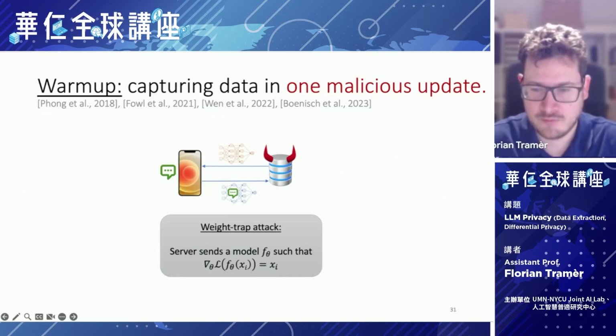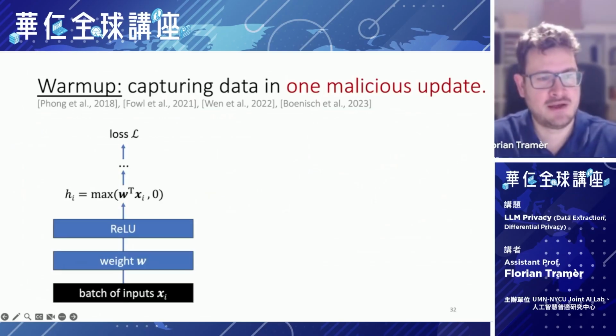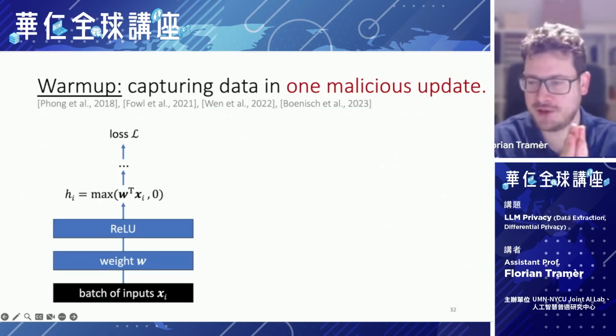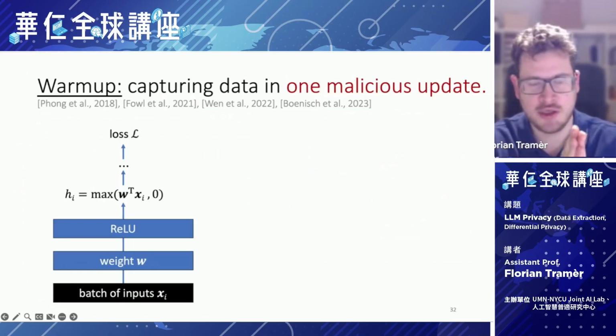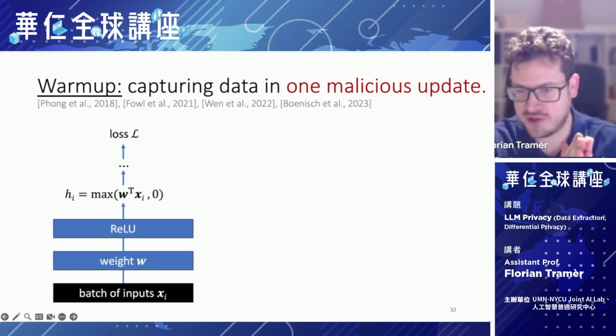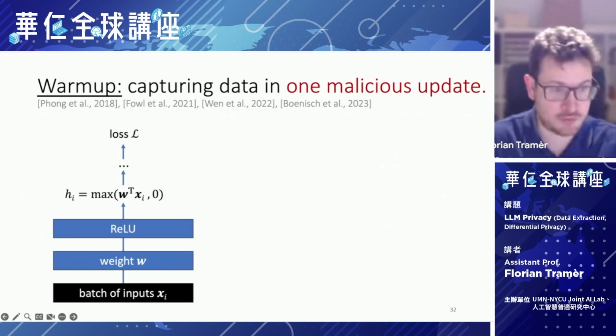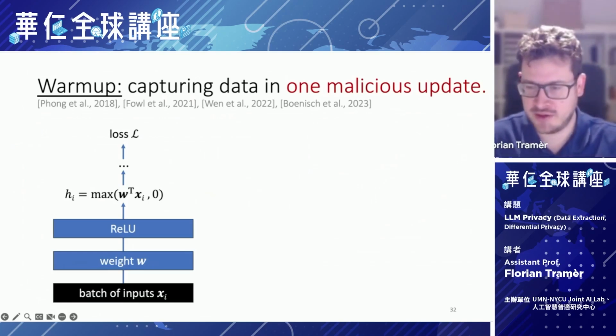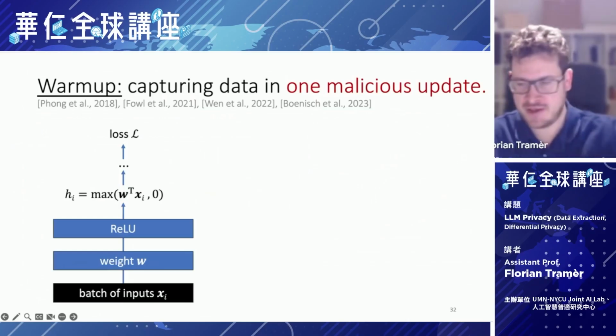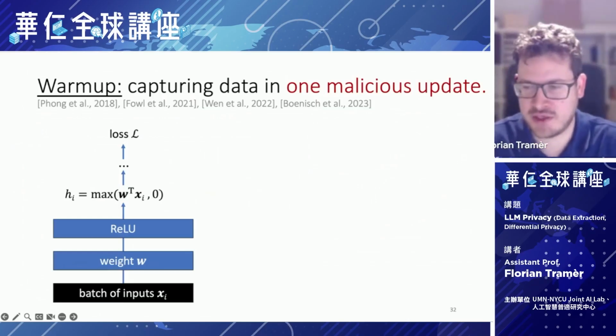And the way this works is by essentially just modifying the weights of the very first layer of your model. So we're going to assume here a pretty simple, just feed-forward architecture. You can generalize this to other models, and in our paper we actually do this. But for simplicity, we're just going to assume that the model takes as input a batch of inputs, and then it applies a linear layer followed by a ReLU activation, and then something else. We don't really care about what comes after.